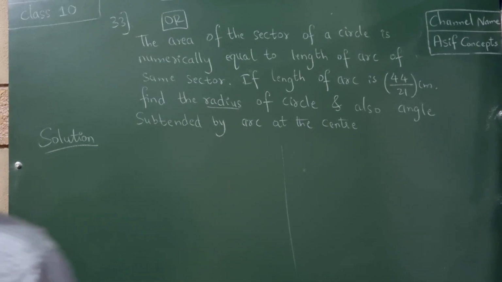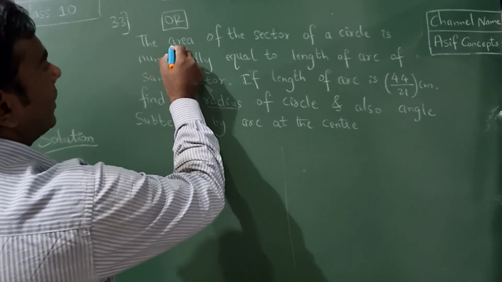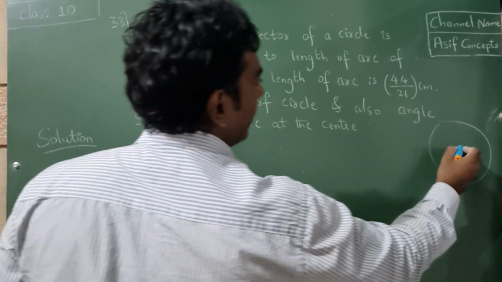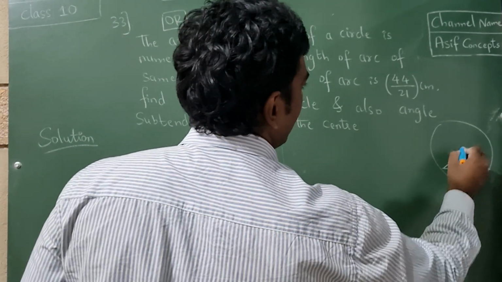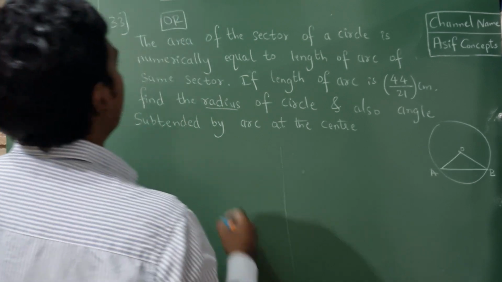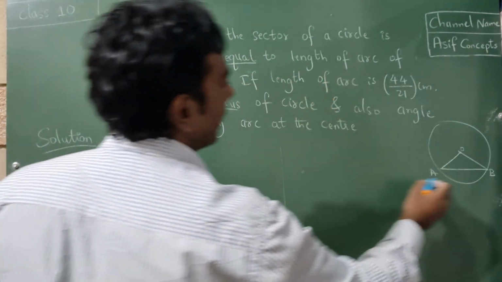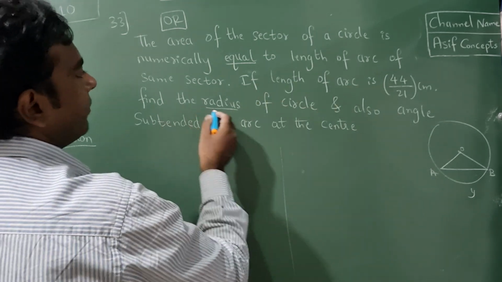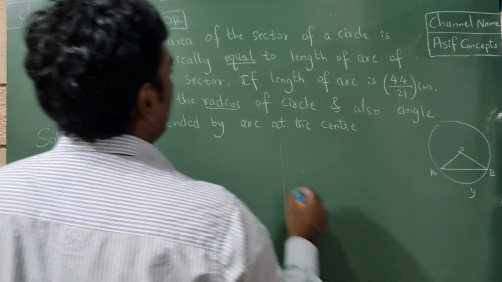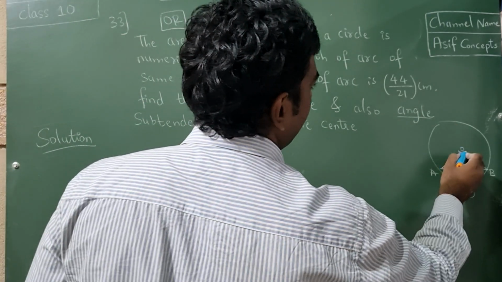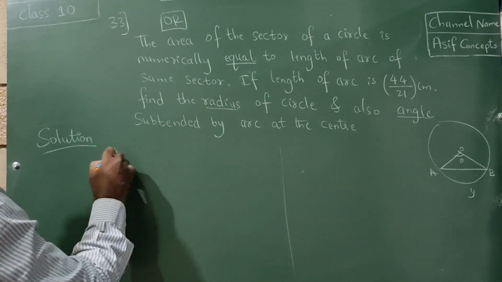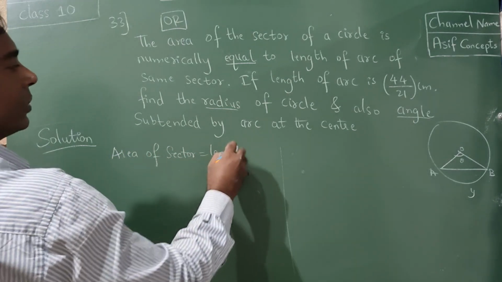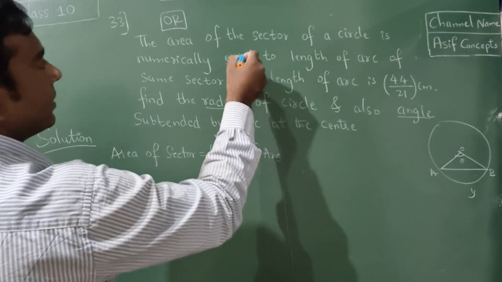Now another question: the area of the sector of a circle. This is a circle. Let me consider O, A and B. The area is numerically equal to the length of the arc. If the length of the arc is 44 by 21 centimeter, find the radius and also find the angle.